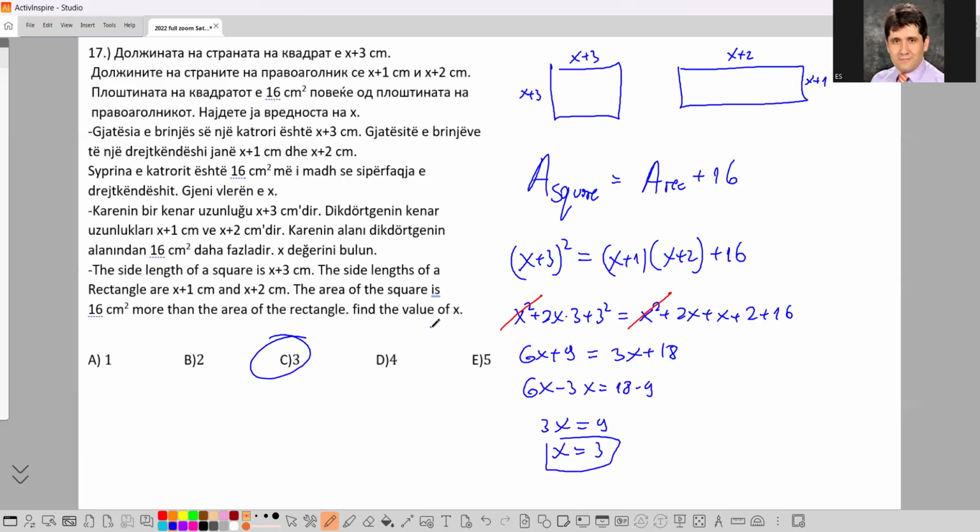Actually, the question is asking for the value of x, so it is 3. Just in case it was asking for the side length of the square, you should substitute here into the square. So x is 3, and 3 and 3 is 6. So the side length of the square is actually 6. But in this case, it's just asking for x.